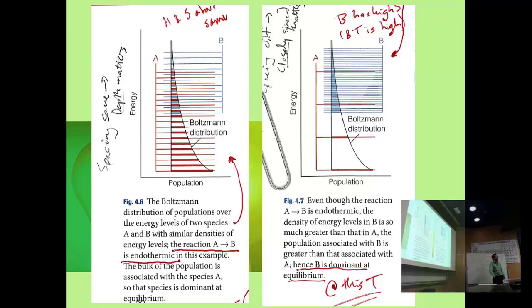And if you think about it, if I change the Boltzmann distribution, if I change the temperature, what's going to happen to the Boltzmann distribution? The bottom will shrink and the top will grow. It's going to go like this. And that's going to let you have even more B, okay? So putting temperature into the equilibrium will end up giving you more B for an endothermic reaction.